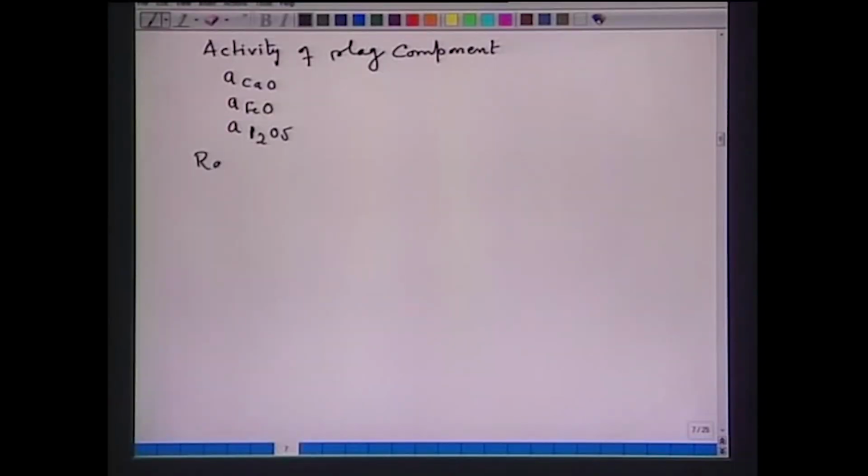So, conceptually we can say that the activity of any component depends on its mole fraction and activity coefficient. Now, the slag follows Raoult's law, because their concentration is more than 1%. So, Raoult's law is obeyed, and according to Raoult's law, the activity of any component is equal to the activity coefficient times the mole fraction of that component.